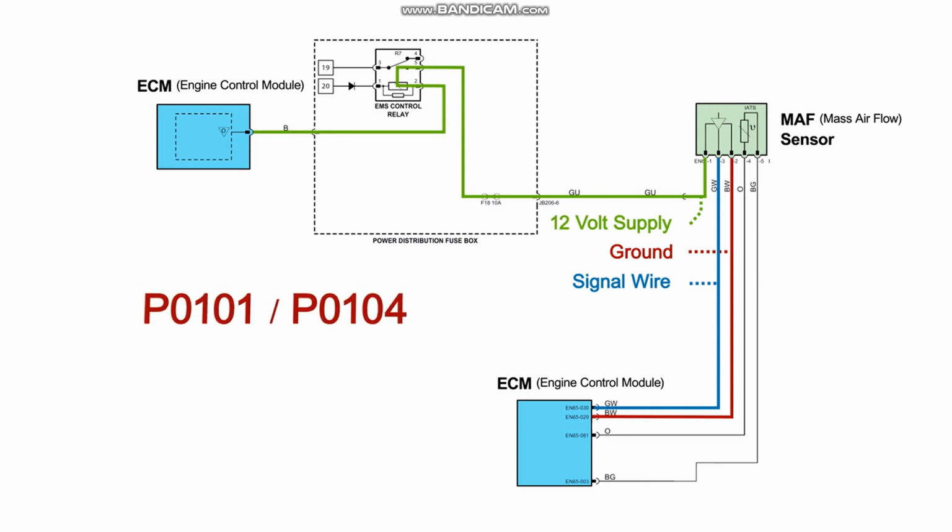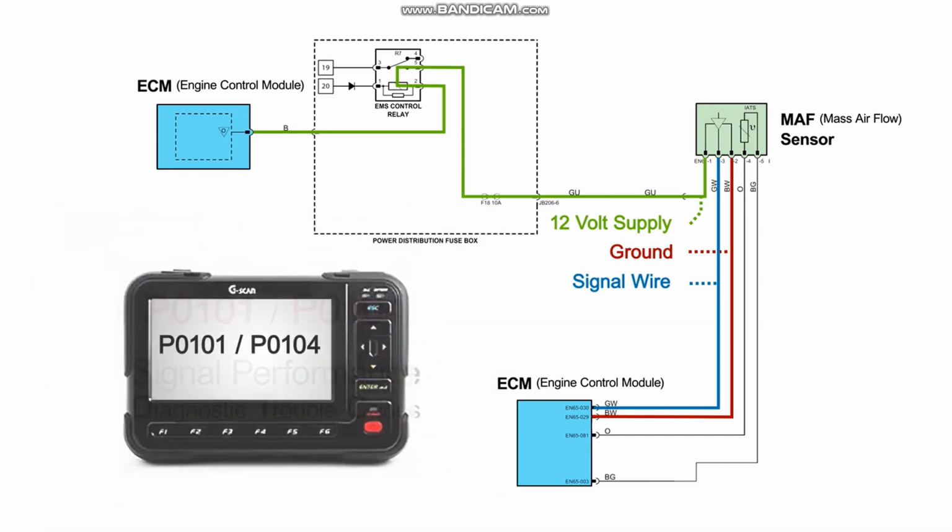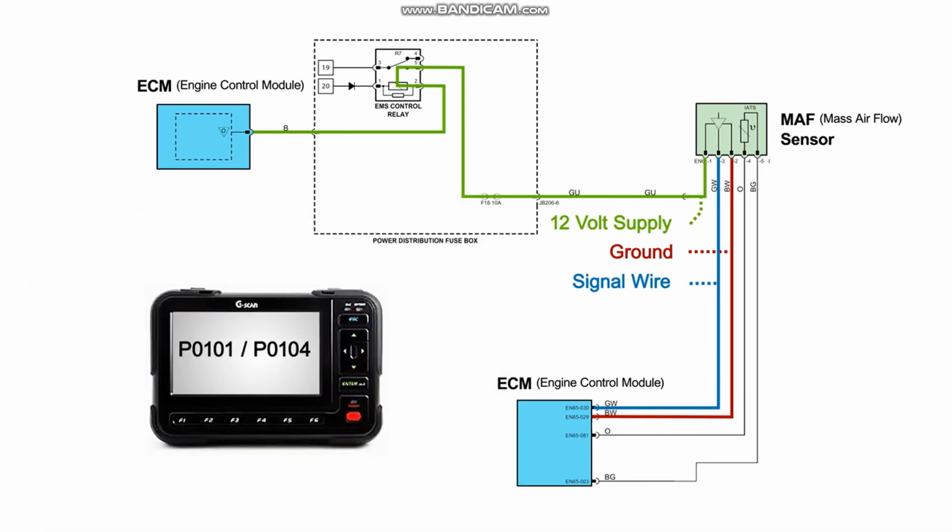A P0101 or P0104 are signal performance DTCs. The signal to the ECM is within set parameters programmed into the ECM. If the ECM detects that the signal does not match other parameters it's looking at, a performance DTC will set.